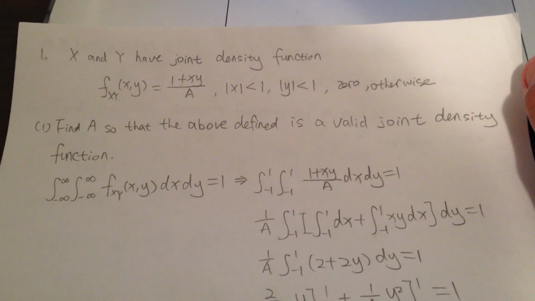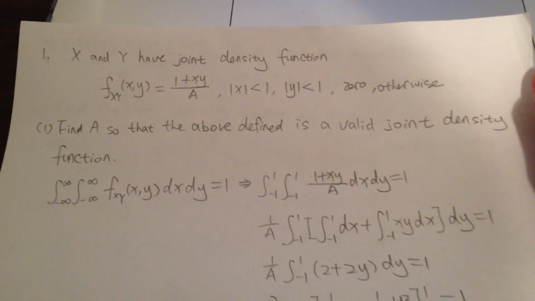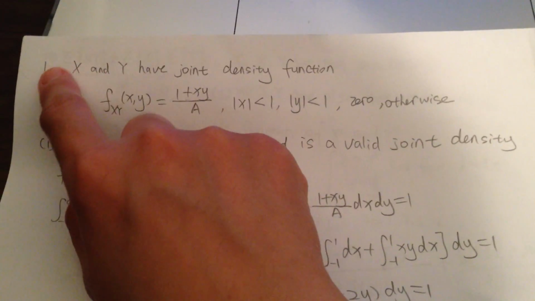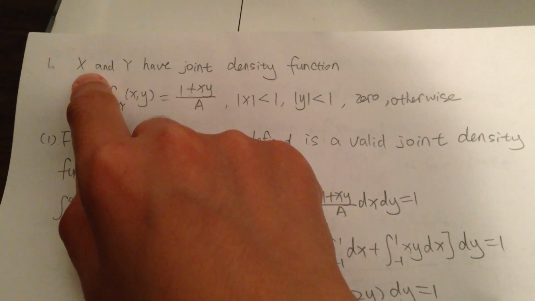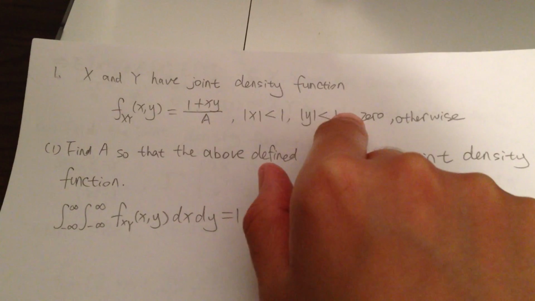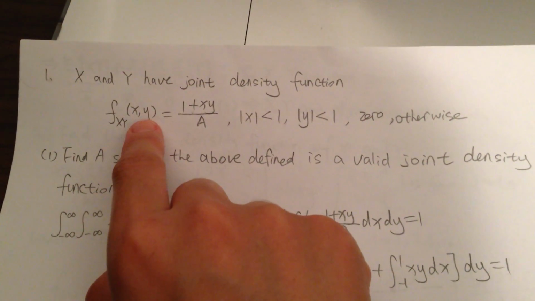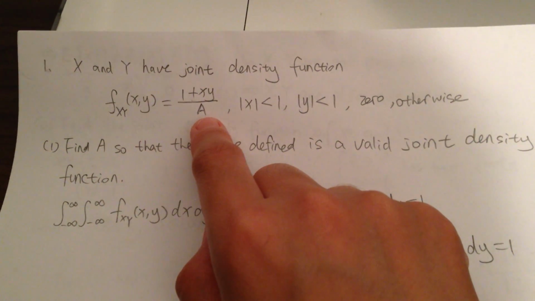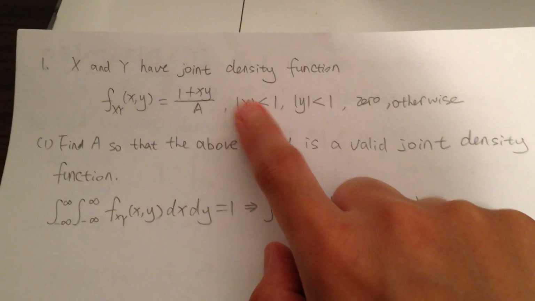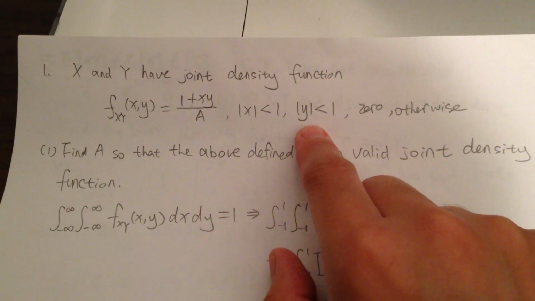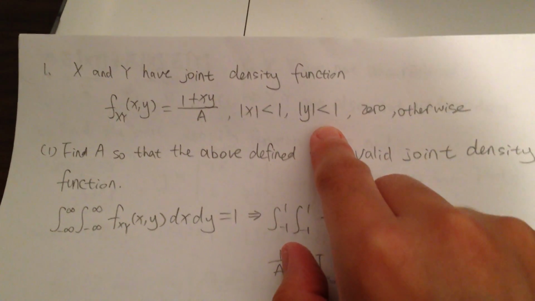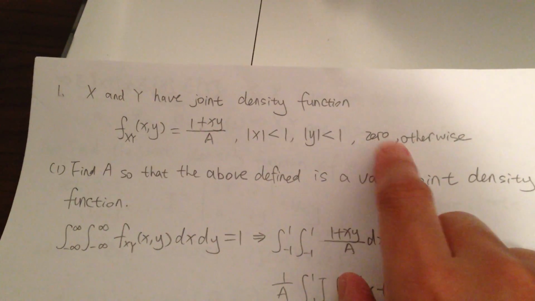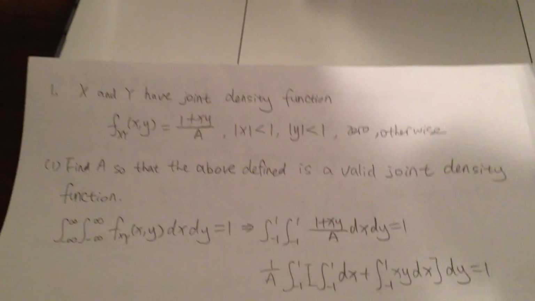In this video, I will solve question 1 in homework 6 first. In this question, we are given the information that x and y have a joint density function f(x,y) equals 1 plus xy over a. X ranges from -1 to 1, and y shares the same range. In other conditions, this joint density function has the value of 0.